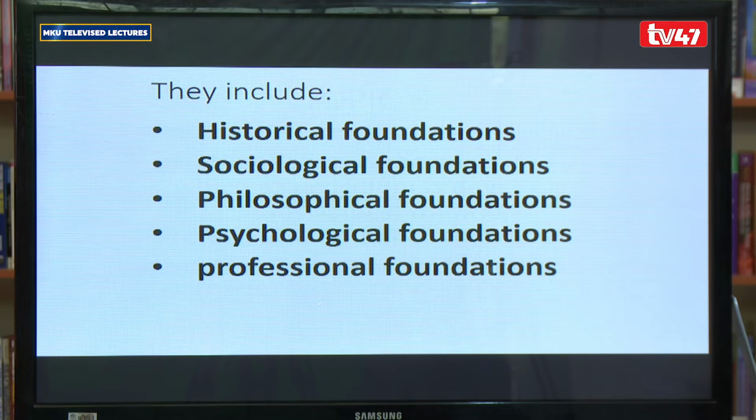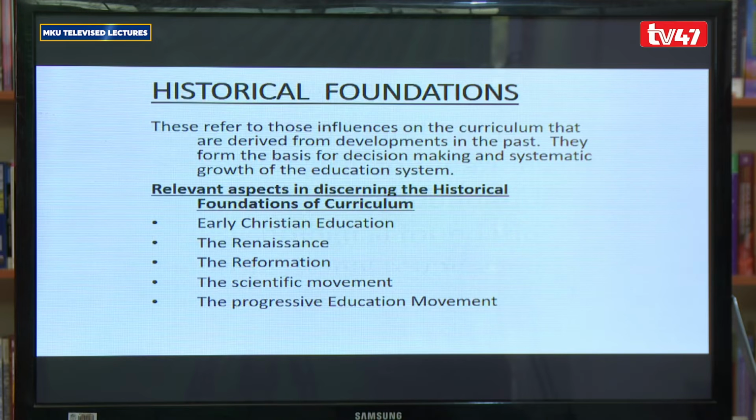Now, we have different foundations when it comes to the curriculum. We are going to mention 5 of them. The first one is historical foundations. The second one is the sociological foundations. Then thirdly, we have the philosophical foundations. We also have the psychological foundations. And lastly, we have the professional foundations.